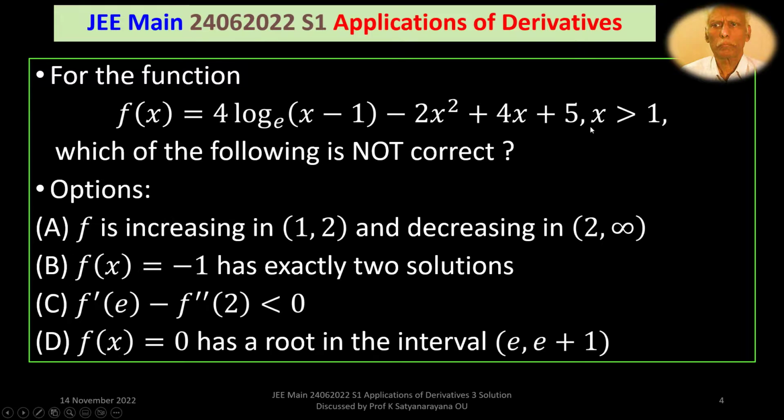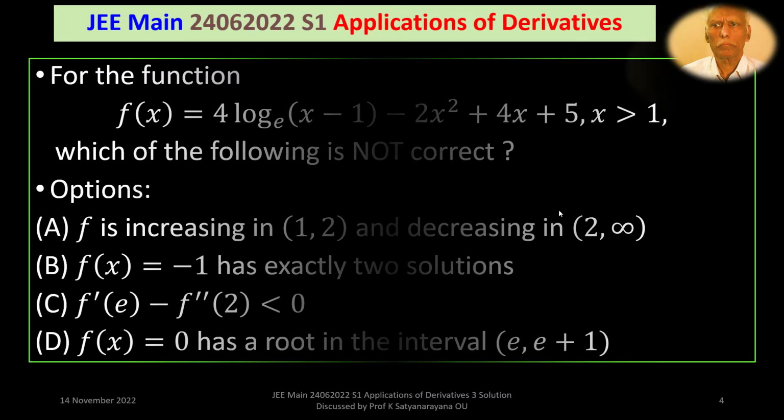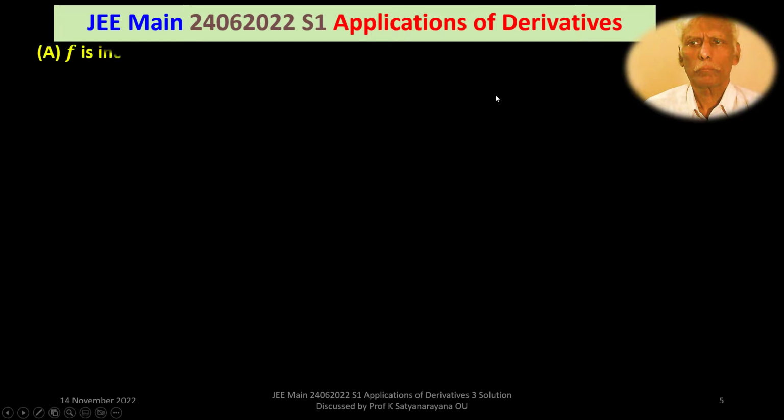This is the function given and it is defined for all x greater than 1. And which of the following is not a correct statement? We are given 4 options here. So, this means that in these 4 options, 3 of them are true, only 1 is not true, and we have to find out what is that statement which is not true. We now discuss the solution of the problem in detail.